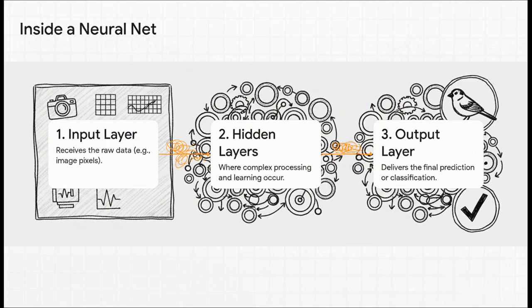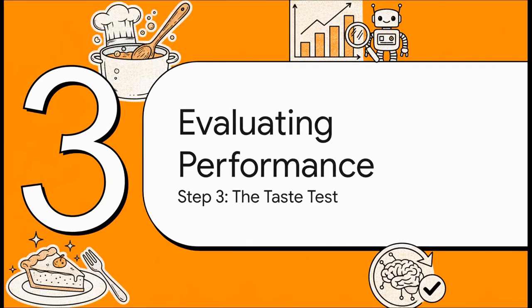First, the input layer. It just takes in the raw data, like all the pixels in a photo. Then you have the hidden layers. This is where the magic happens, all the heavy lifting and complex processing to find patterns. And finally, the output layer spits out the answer. Something simple, like bird.